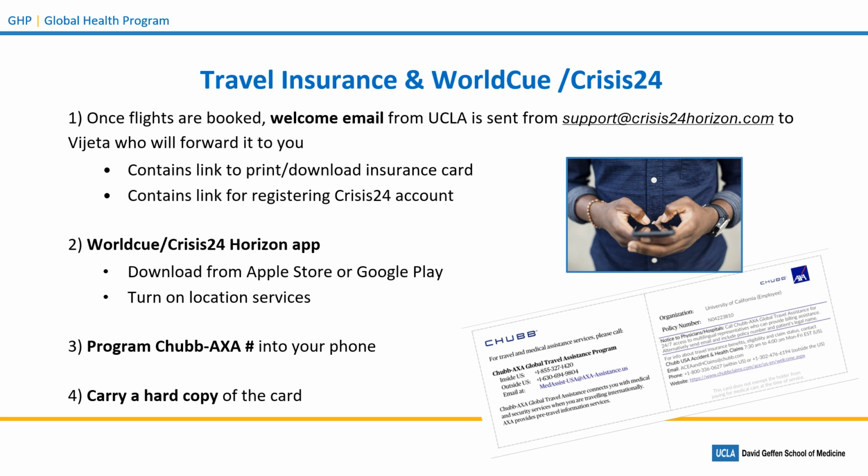That email is really important because it contains the link to print and download your insurance card. You can see a copy of that insurance card and what it looks like down at the bottom of the slide. It also contains the link for registering for a World Q account. That World Q actually comes in the form of an app that you can download and turn on, and I'll show you what that interface looks like in a couple slides. Once you receive this email, it's important to program the Chubb AXA number and contact information into your phone, and make sure you also carry a hard copy of that card.